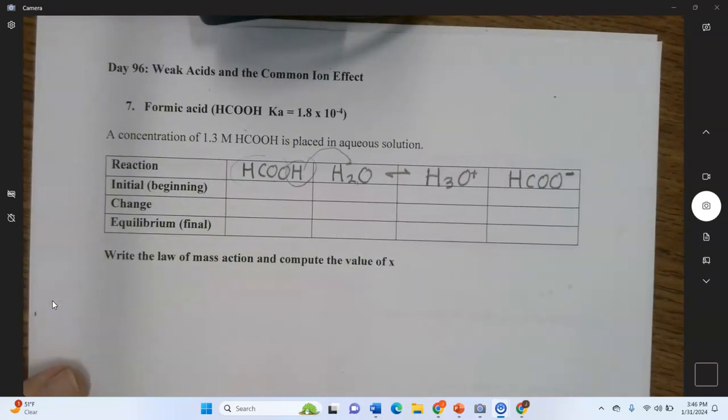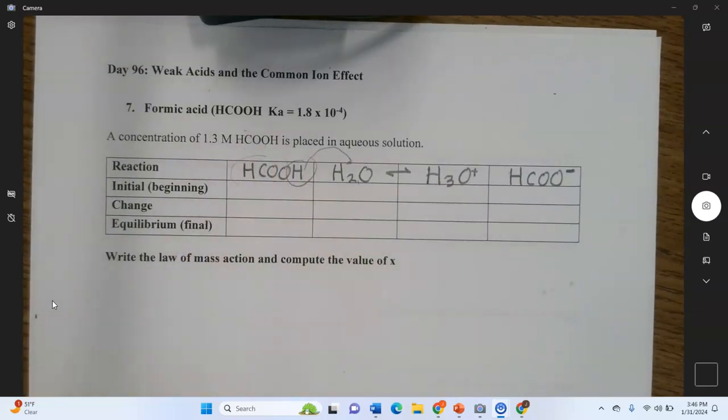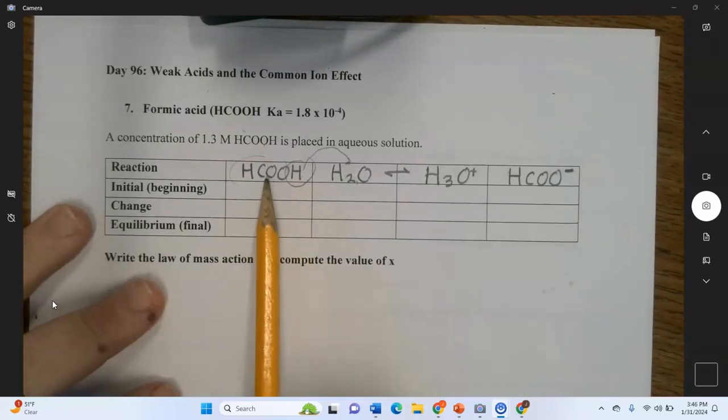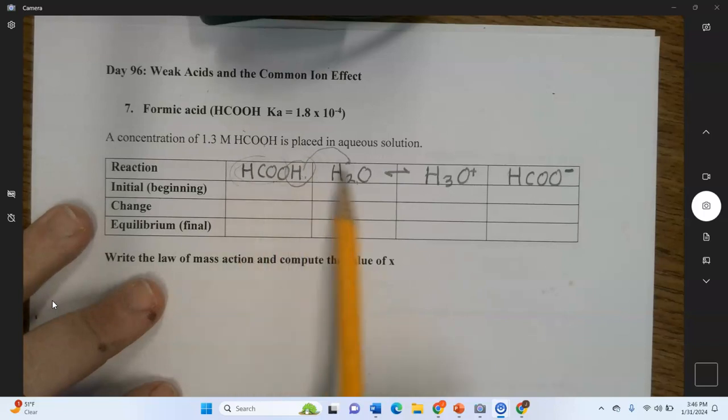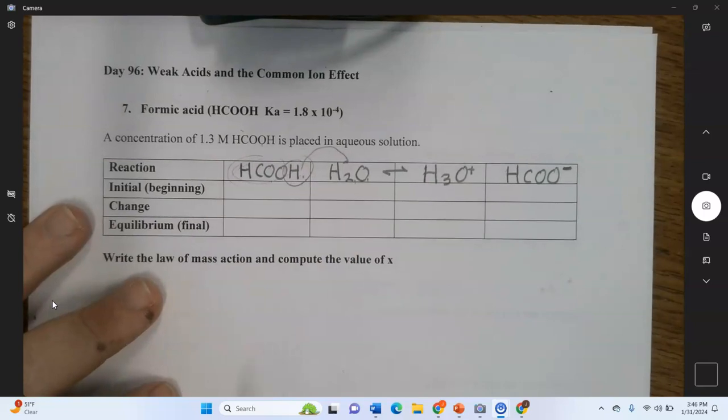So this is a weak acid reaction. Okay, formic acid is a weak acid. There's 7 strong acids, and anything that is not one of the strong acids is a weak acid. So what this means is this is sometimes going to happen. This H is going to jump over here sometimes, and most of the time you're going to find it doesn't.